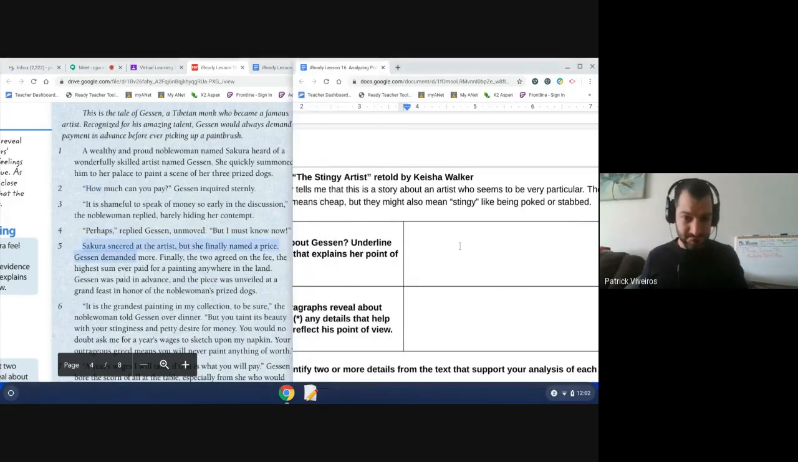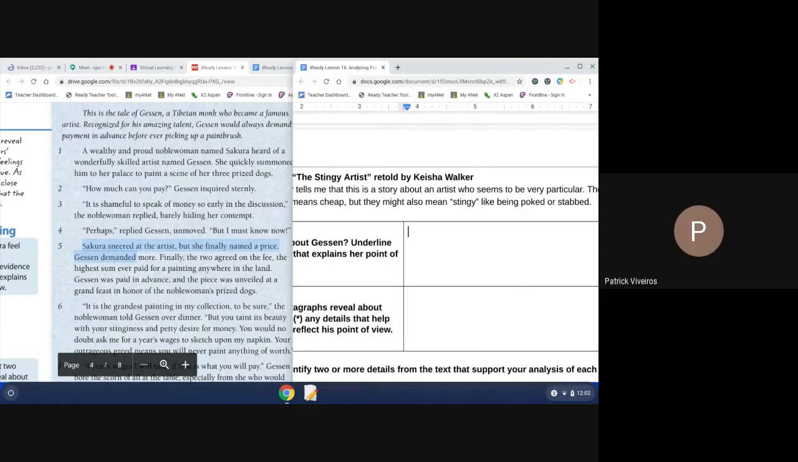Let's start with paragraph 5. Sakura sneered at the artist. So based on her response to his request, I'm just going to jot that down. Her response to his request for money. She sneered at that. If you sneer at something, it's kind of like, ugh, wow, you're really putting me on the spot right away. So that's some evidence there that shows her opinion about Gesson.